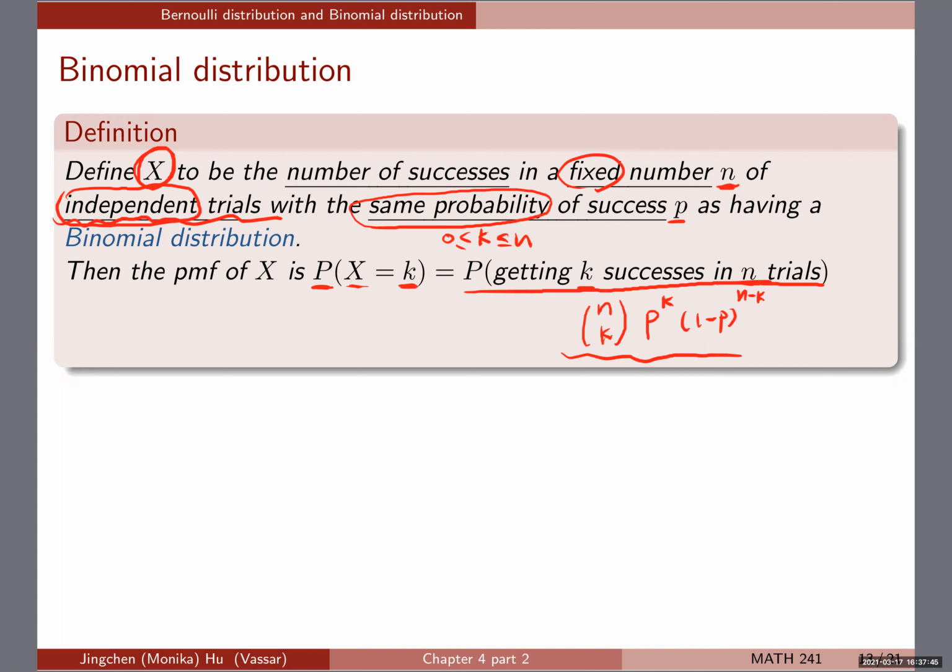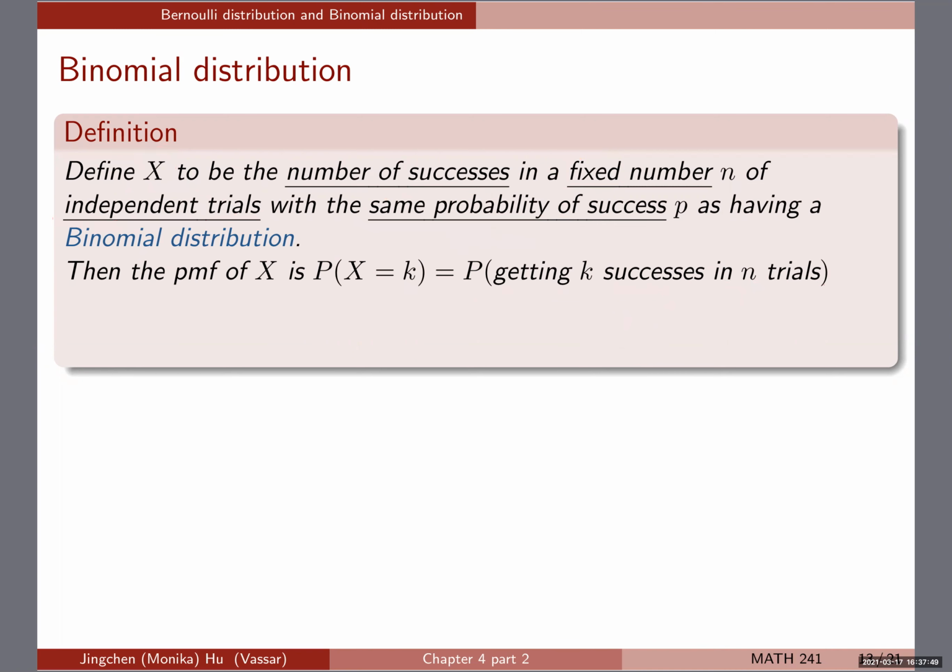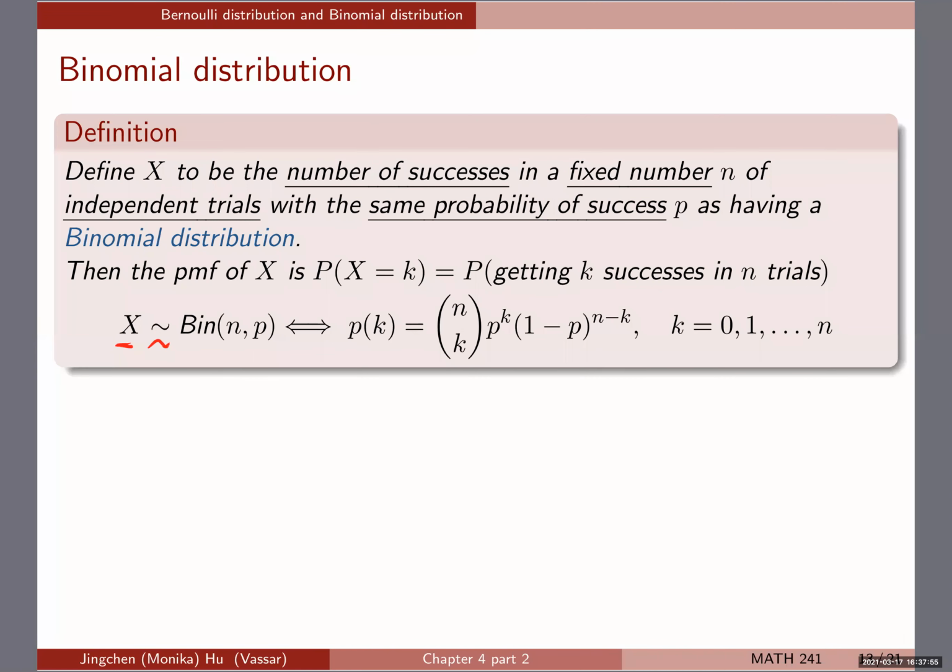Whereas here, P and 1 minus P are probabilities. So with all this in mind, let me show you the PMF itself. We write X tilde BIN, where BIN stands for binomial. There are two parameters. N has to be fixed; that's the number of trials. And P is the success probability. We need both to determine what binomial random variable this is.